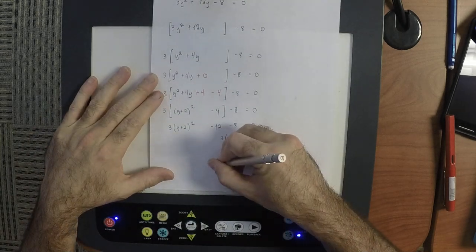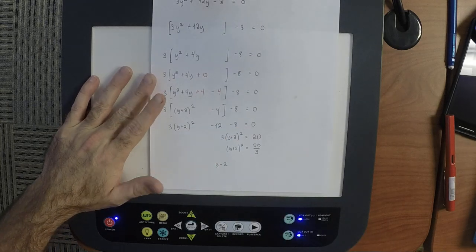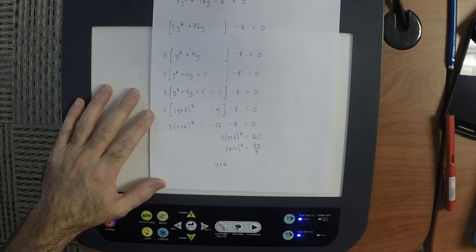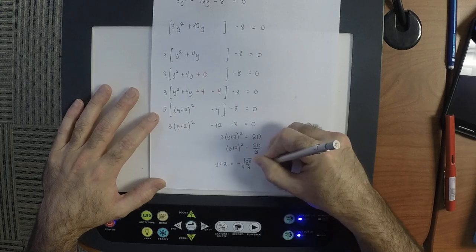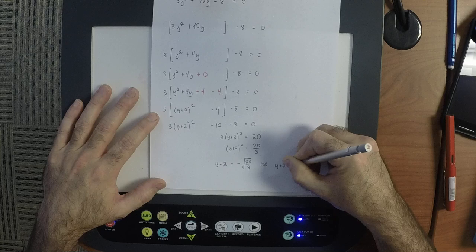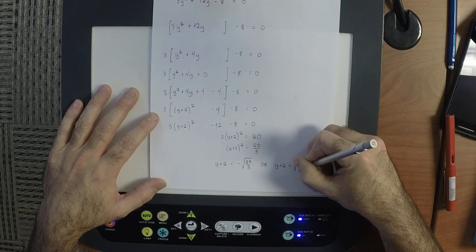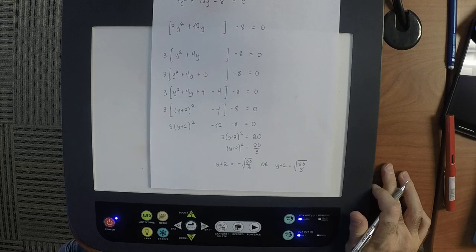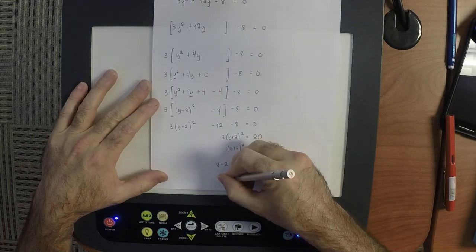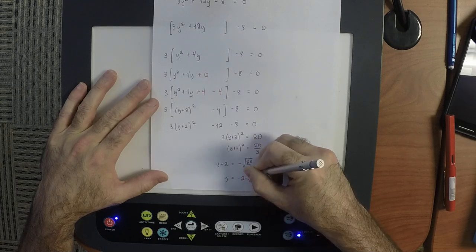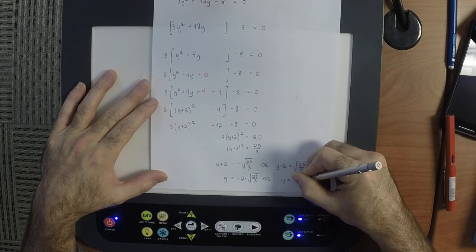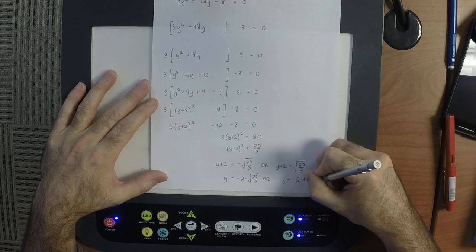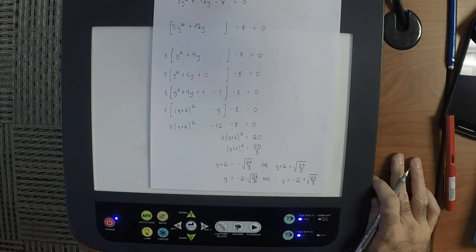So that means that y plus 2, there's two possibilities for y plus 2. What are the possibilities? Very good. Okay. So we can solve for y. Very good. So any question about this one?